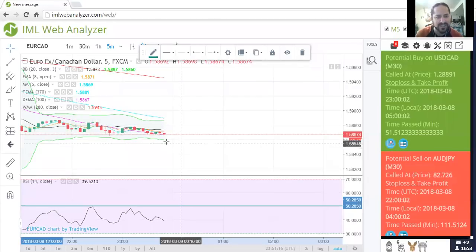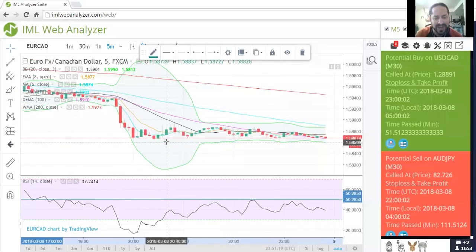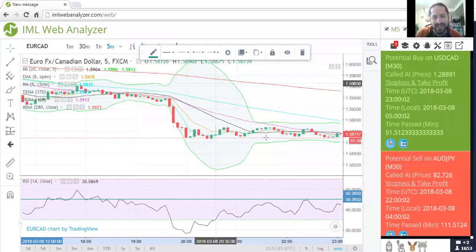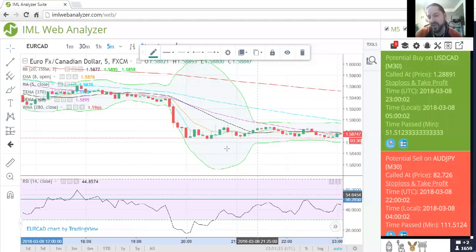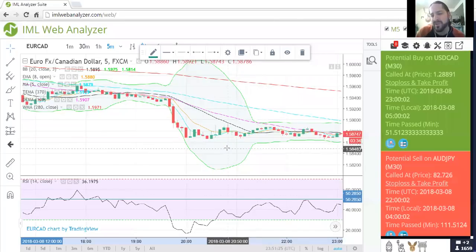Okay, guys, so that's the 5-minute time frame. That's what it looks like. And you can see the Bollinger Bands out here, your light green, RSI. I've tried to explain as much as I can with as little time.